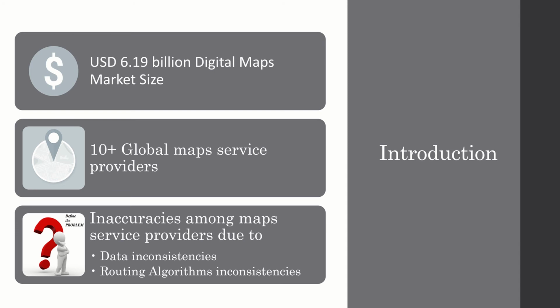In our research, we identified two major causes that could lead to inconsistencies amongst map service providers. One, data inconsistencies in the underlying road network graph and the ground truth. And two, differences in routing algorithms used by each provider.